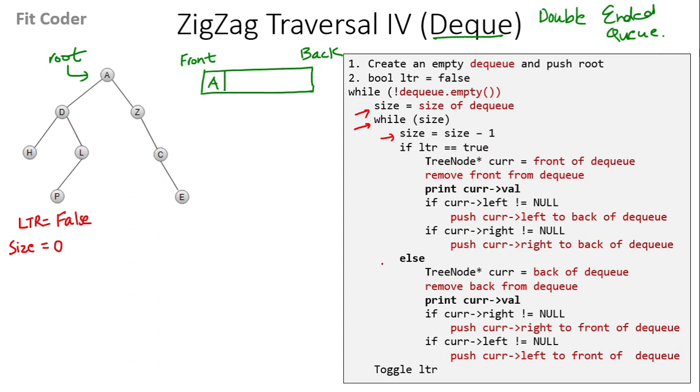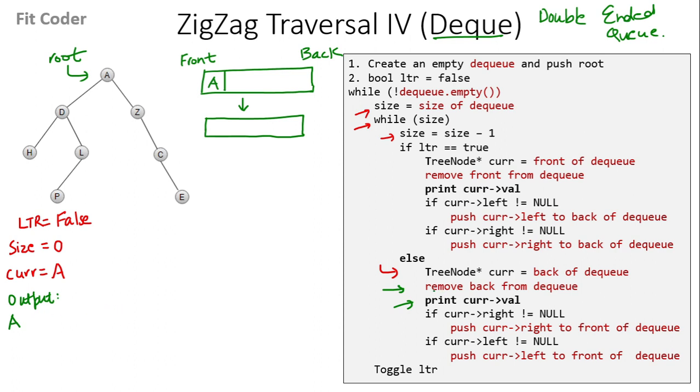And then we check value of LTR. LTR is false. We come in the else part and we keep a variable current which points to back of deque. So current will point to A. When there is only one element in the deque, front and back both will point to the same element. So here front and back both will point to A. Then we remove back from deque. So the deque is now empty. We print the value of current. So let's say we print output here.